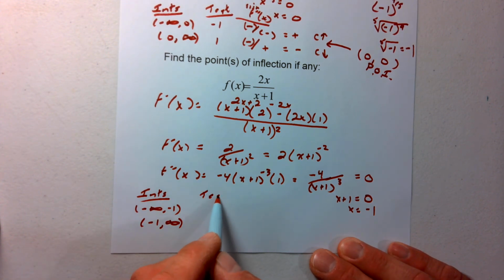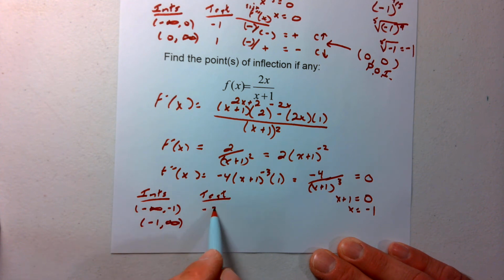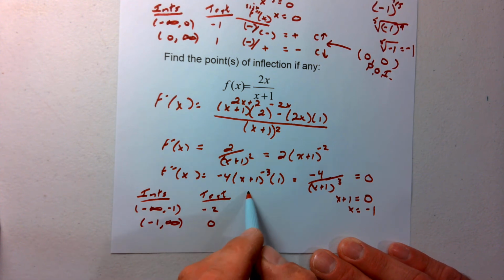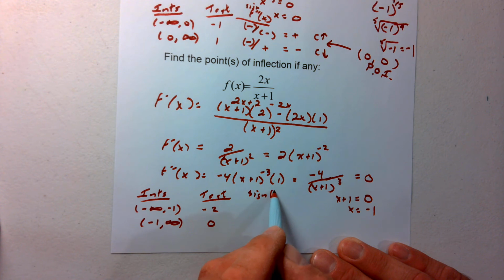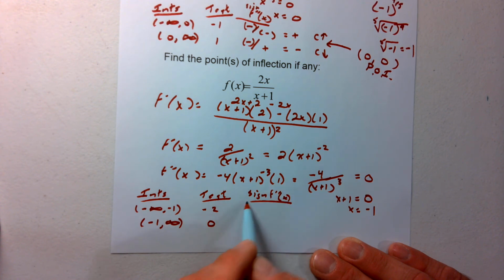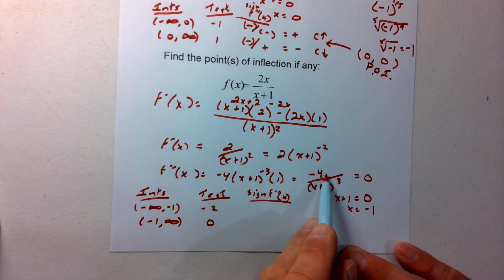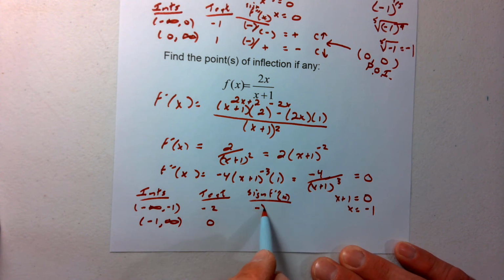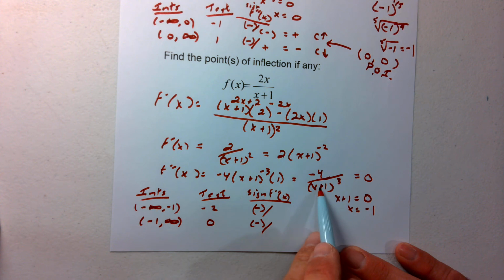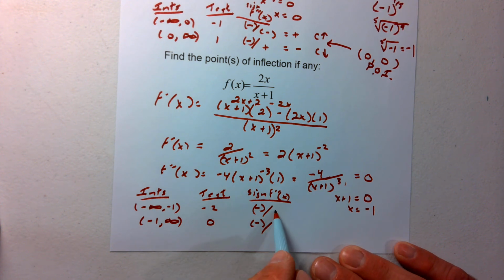I'm going to go ahead and test. I'm going to test -2, and I'm going to test 0. Again, I'm looking at the sign of the second derivative. So if I plug in -2, again, that top is always going to be negative, isn't it? So I'm going to go ahead and put that into my chart. If I plug in -2 to the bottom, I get -2 plus 1, which is a negative. To an odd exponent is going to be negative. So that gives me positive.